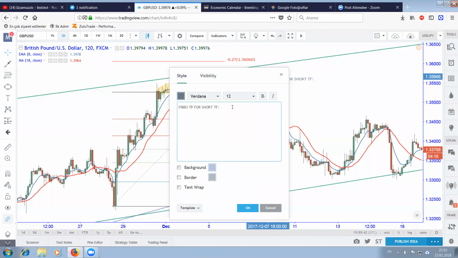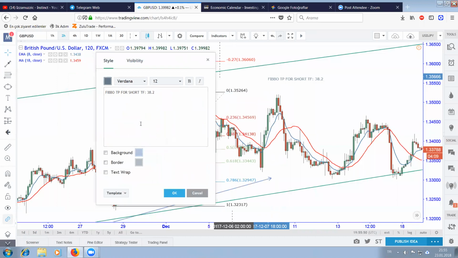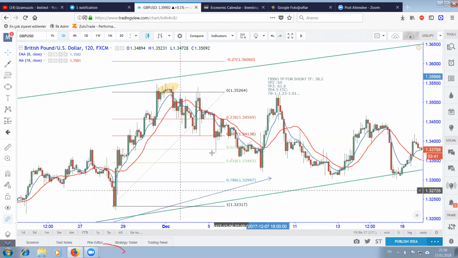Fibonacci take profit for short time frames starts from 38.2, okay? From 38.2, and then take profit 2, 50%, take profit 3, 61.8%. But if you want to continue, as you see, take profit 4, 5, etc., take it at each level of the Fibonacci, like 78, then 1, then 1.23, then 1.61, and it goes like that.